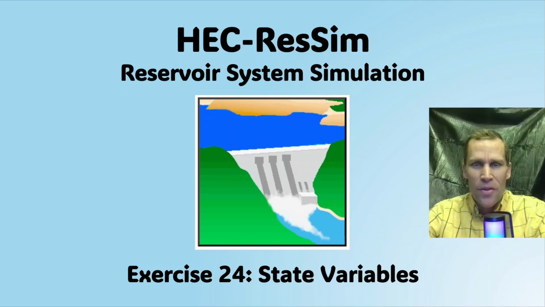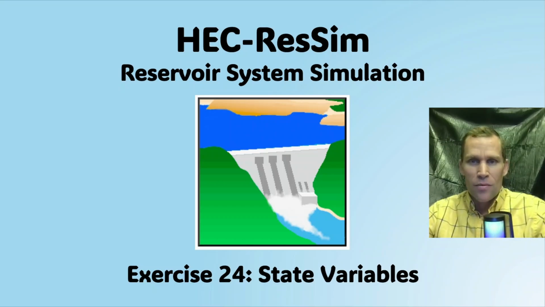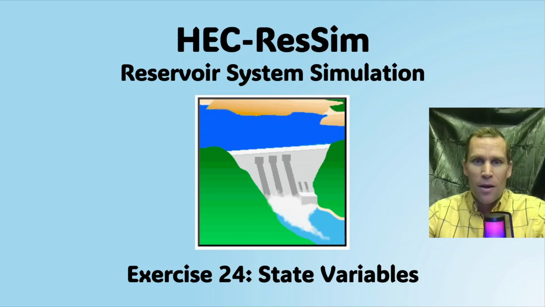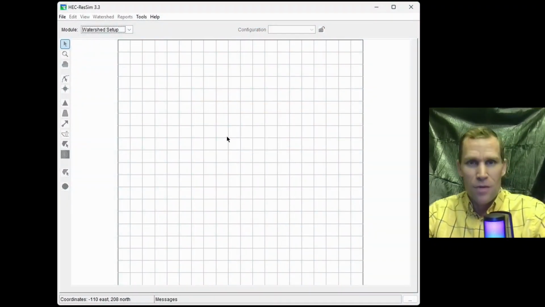Welcome and hello. This is a video exercise on HEC ResSim, and in this exercise, we're going to be dealing with state variables. Actually, this is probably more of a script editor script exercise because I'm going to put the script in the cleanup tab of a script variable and ask HEC ResSim to perform some post-processing script automation and calculations. So if you're not sure what that means, just stick around.